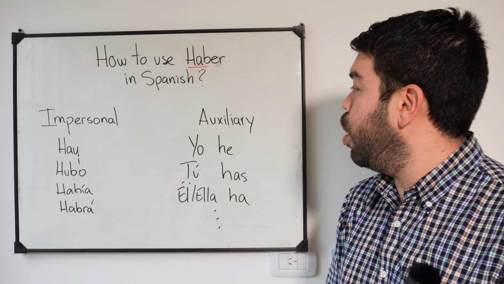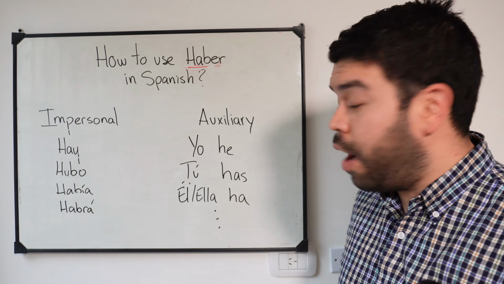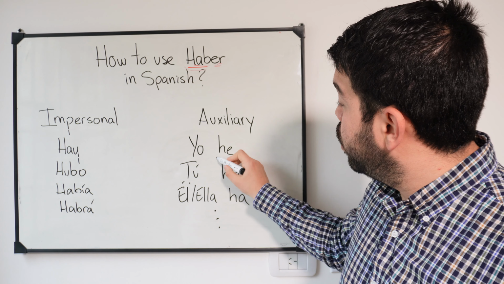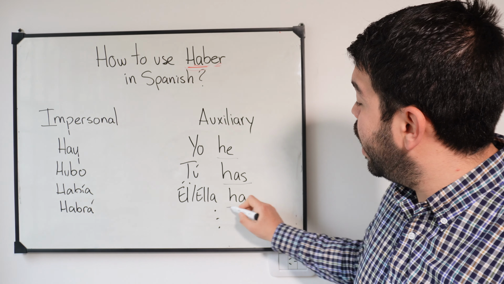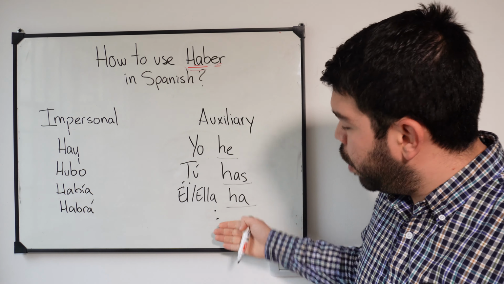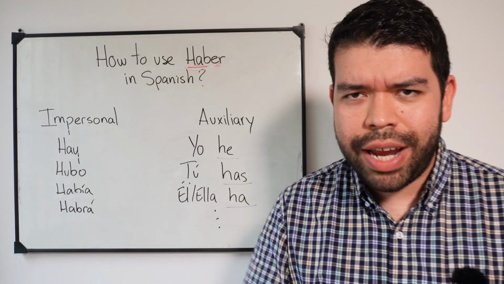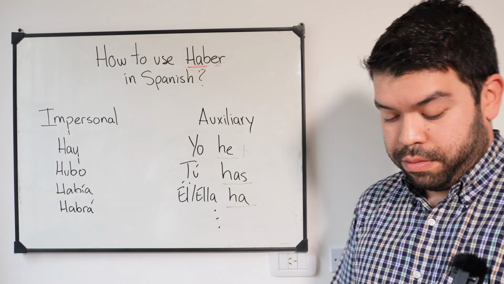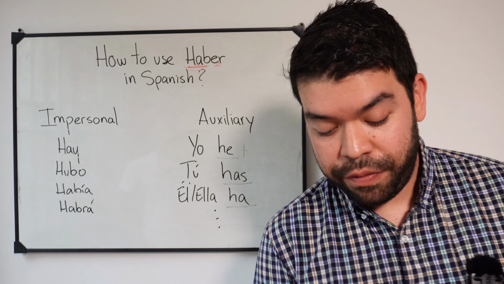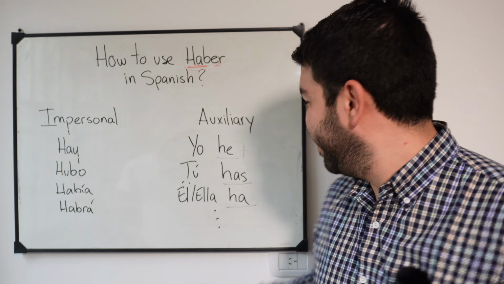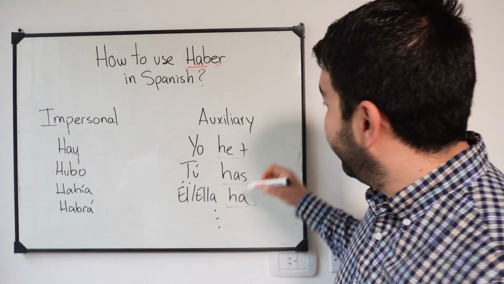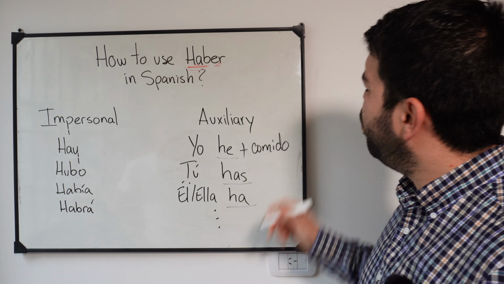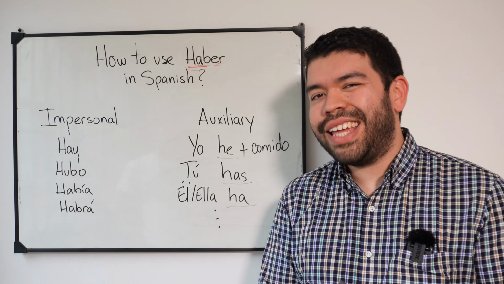So guys, always remember, when you see the verb haber conjugated, it's because it's working as an auxiliary. Look at this. Yo he, tú has, él ha, right? And we have nosotros hemos, vosotros habéis, ellos han. And after that, we have, yo he comido, right? You're thinking, comido from the verb comer. Yes, the verb comer.